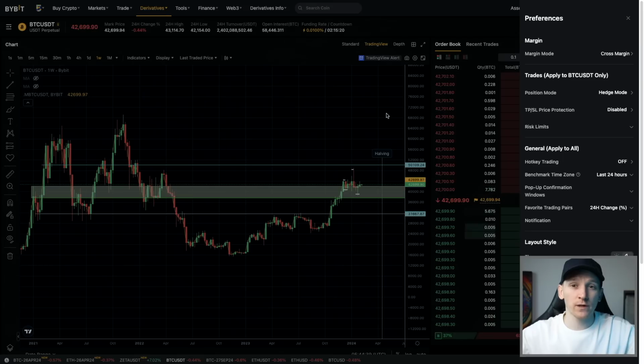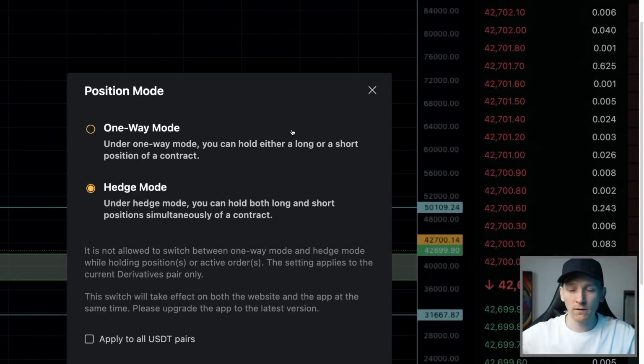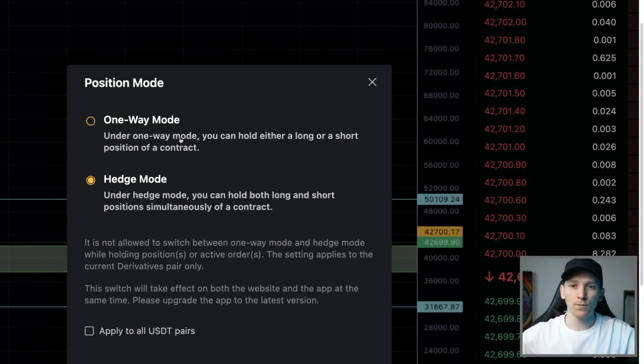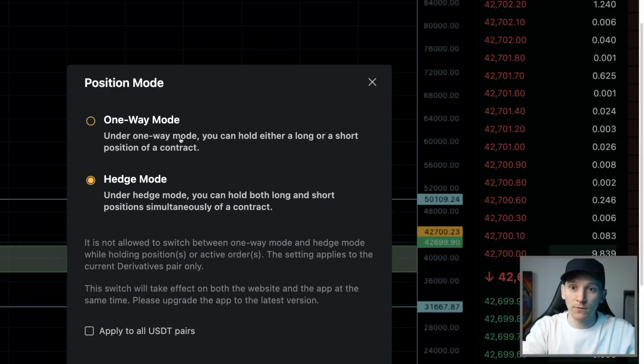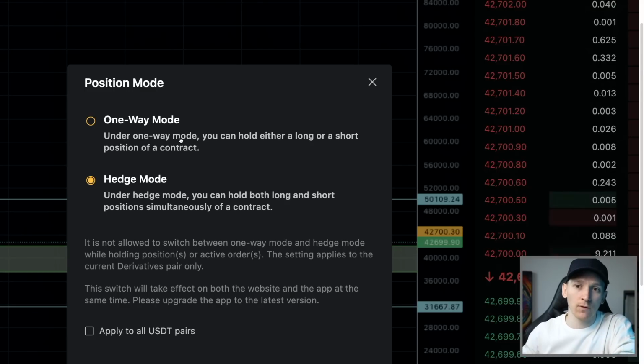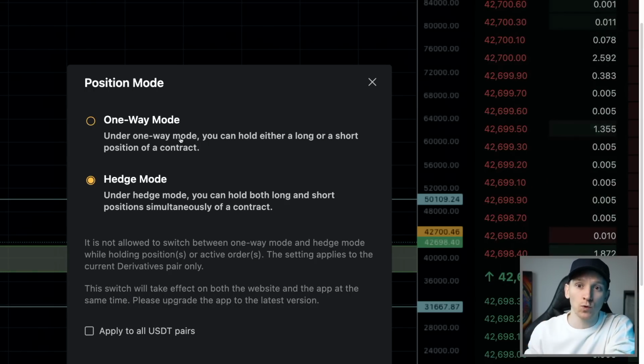From the same settings screen, we can choose the position modes that we trade with, one-way mode or hedge mode. That's right here. One-way mode is probably better for beginners. This only lets you open a certain position in a crypto at once. So let's say you open one position and you're long Bitcoin. You're long $10,000 of Bitcoin. But now you're in a profit, but now you think the price is going to fall. So what do you want to do? You want to sell some Bitcoin. You want to go short.